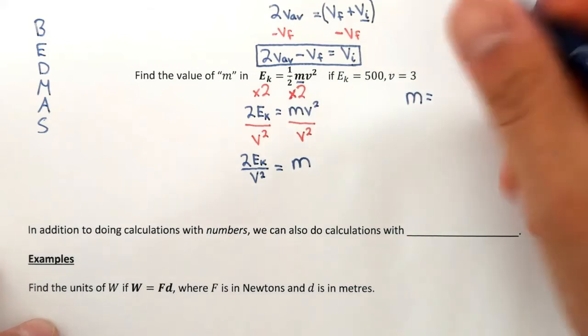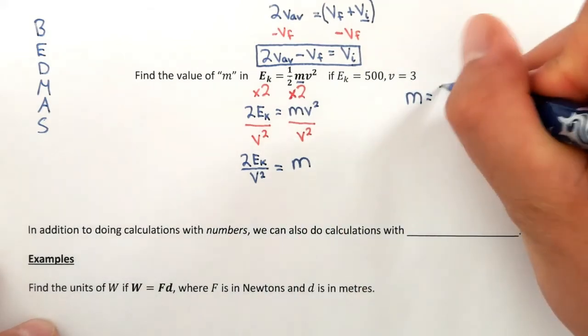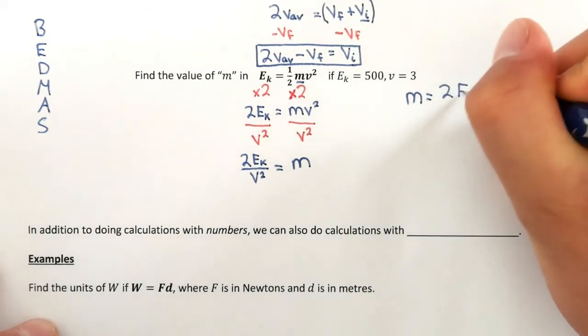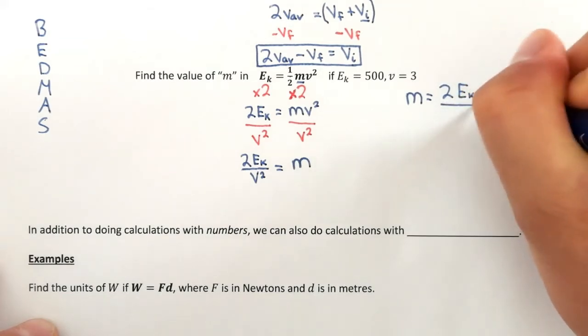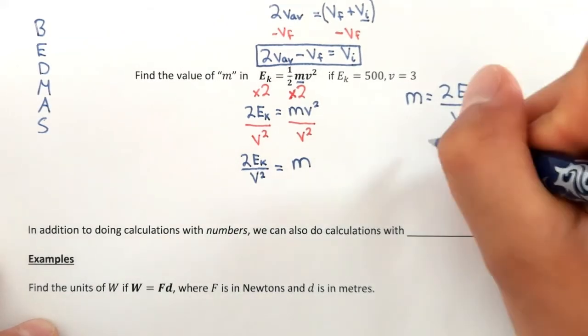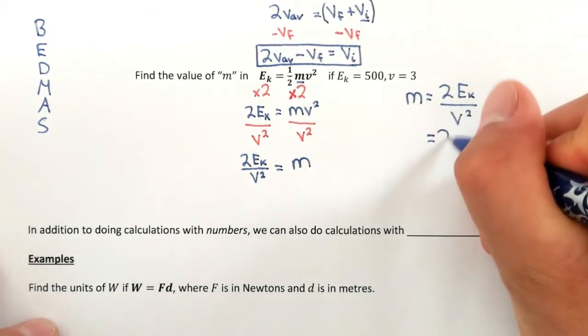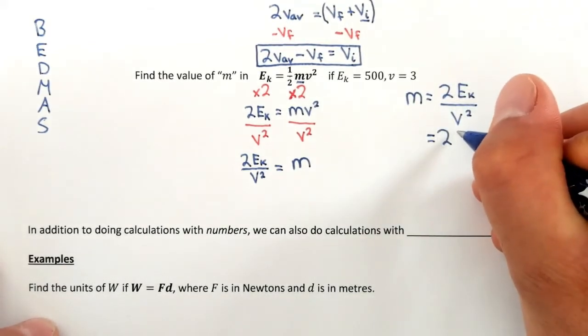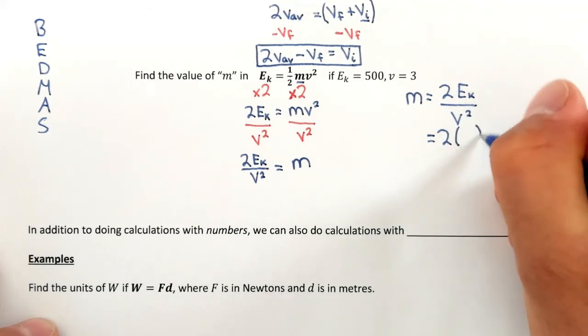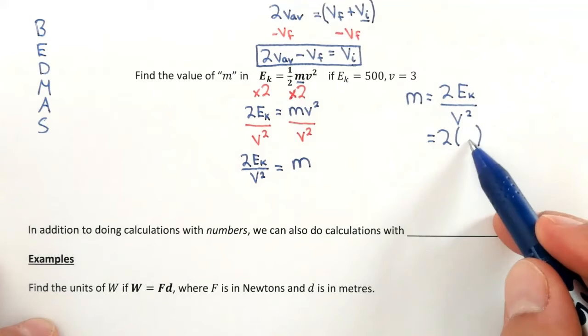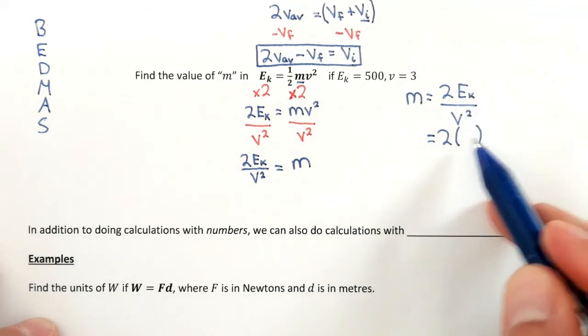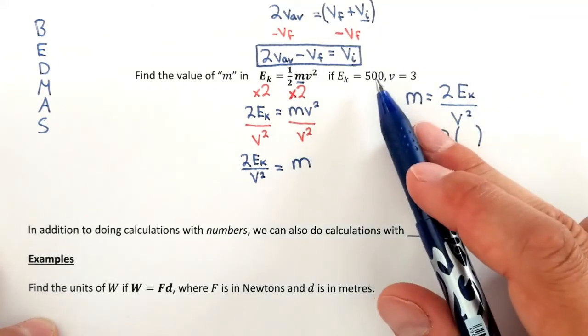So here's the equation I just came up with down at the bottom. m equals 2 times Ek divided by v squared. And now I'm going to plug in those numbers. Whenever I'm substituting a number in for a symbol in an equation, I usually put it in brackets. So these brackets here represent Ek. This is where Ek was, but now I'm putting 500 in there instead.